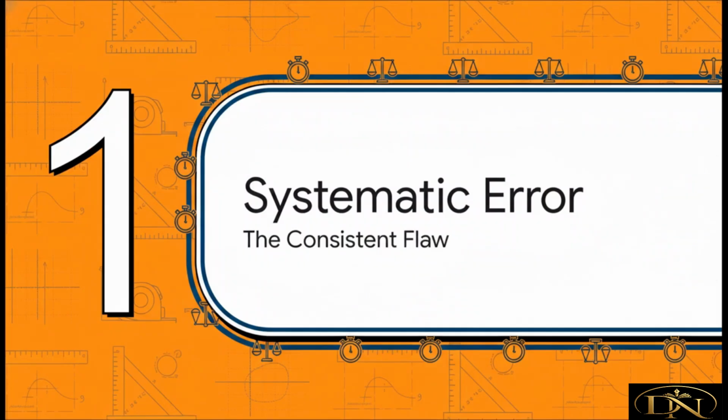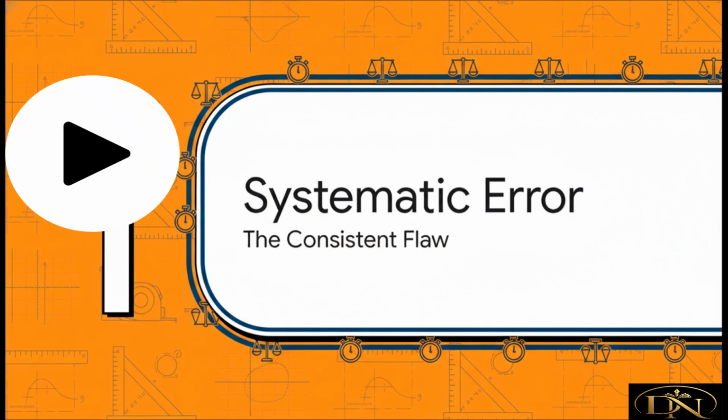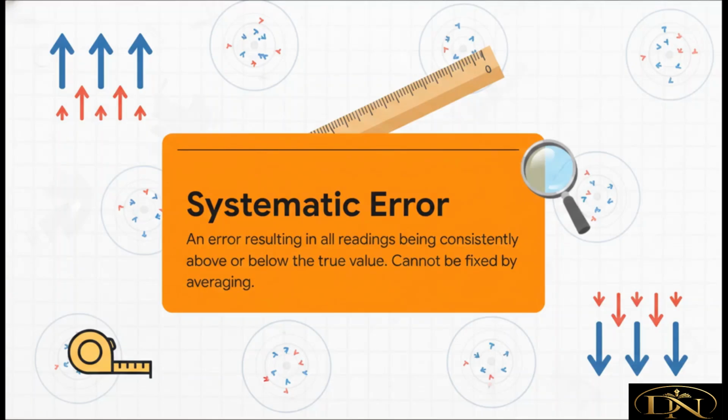All right, let's zoom in on that first one, systematic error. The name kind of gives it away, right? It's a systematic flaw in your setup. So, what does that mean in the real world? It means all your results are getting nudged either too high or too low by the same amount every single time. And here's the kicker. Taking more readings and averaging them out, it won't help one bit. If your scale is broken, it's going to be broken every single time.